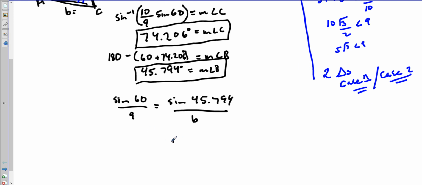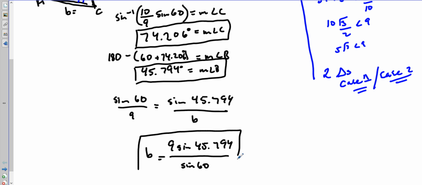Cross multiply, and we have 9 times the sine of 45.794, divided by sine of 60. That's going to equal B right there. You can put that in your calculator and find out what that answer is going to be, and for time's sake, I'm just not going to do that.